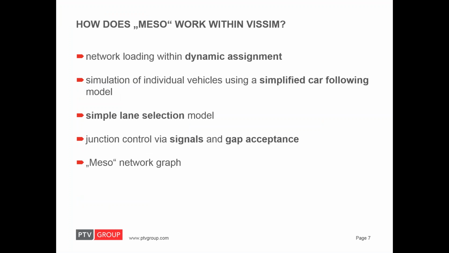So how does a mesoscopic simulation work within Vissim? This is now first an overview, and after that I will go into this in more detail. As we have already seen, your model must be set up for dynamic assignment. The car-following model is a much more simplified algorithm. The same applies to the lane changing or lane selection. This affects, in turn, how junction control is modeled. And the mesoscopic simulation uses a network graph consisting of nodes and edges similar to the dynamic traffic assignment graph. So I will start with dynamic assignment.